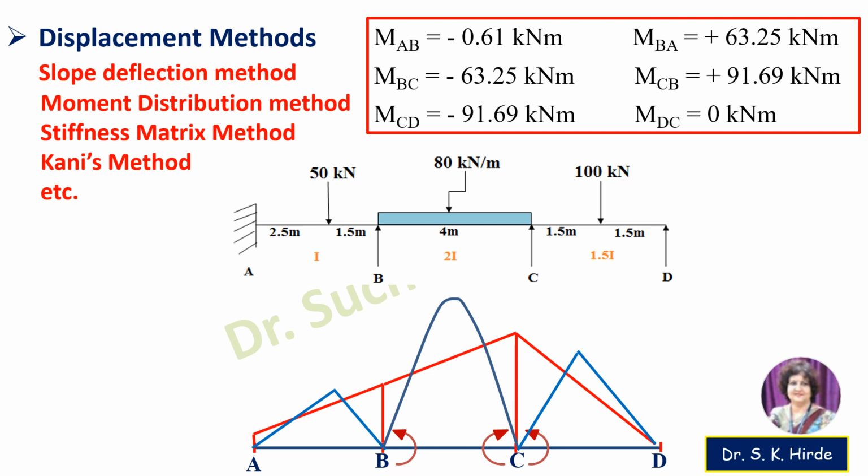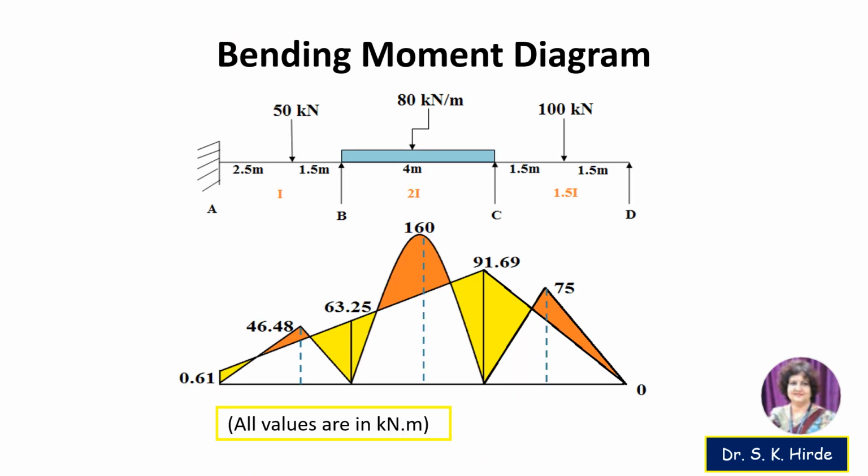So you have to draw first bending moment diagram due to support moments, over which you have to overlap the diagram, sagging diagram due to load. This is how we draw the bending moment diagram. So how will this look like finally? So finally the bending moment diagram will look like this. All the values in this diagram are in kilonewton meter.